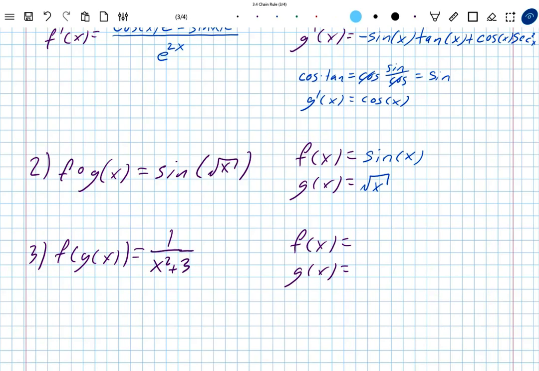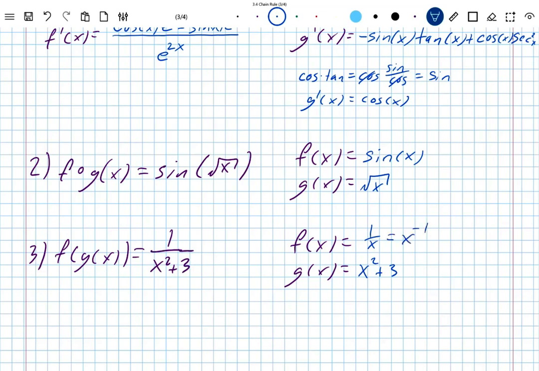1 over x squared plus 3. The inner function maybe is easier to see. The inner function is this x squared plus 3. But what have we done to that inner function? We took it to the negative 1, or another way of thinking about this is 1 over x. We plugged it into 1 over x. By the way, that is equal to x to the negative 1.